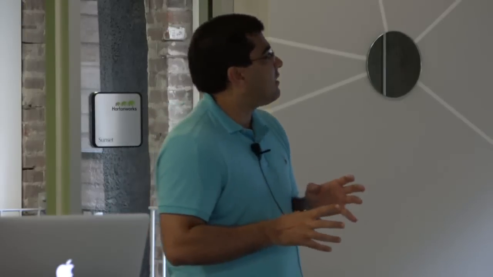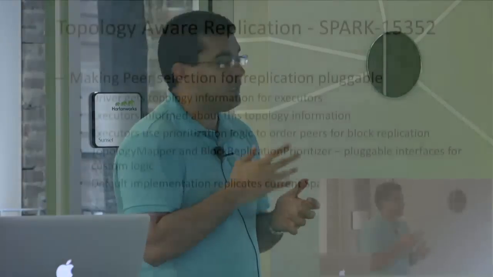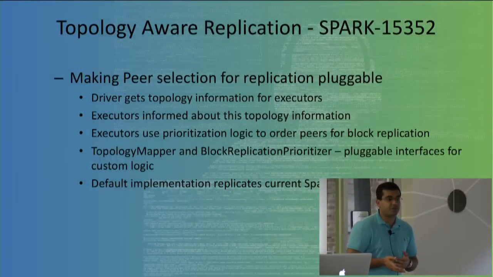Now, whenever executors ask the driver for peer information, we decorate this topology information, and the executor now uses a prioritizer to prioritize the list of peers it got to make sure certain data replication objectives are met. This way, should your topology require data replication in specific ways, you could plug in your prioritizer to do it for you. The default implementation we have out there replicates Spark's current default behavior, which is random selection.